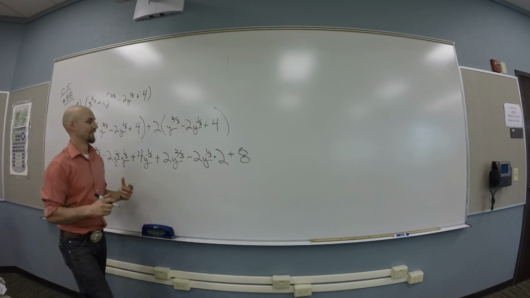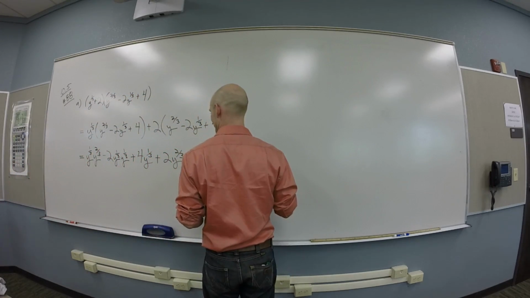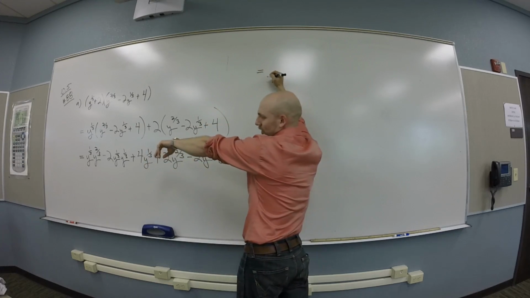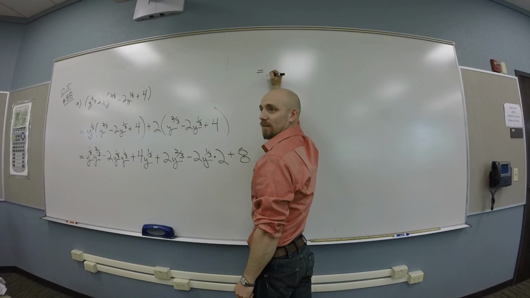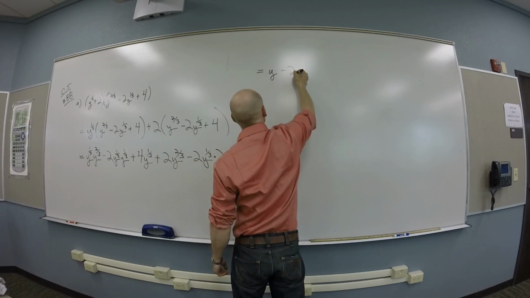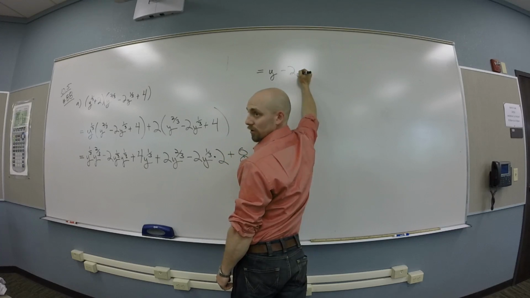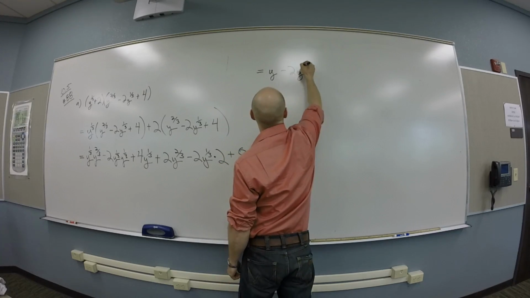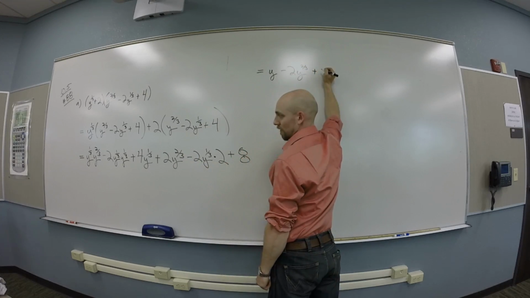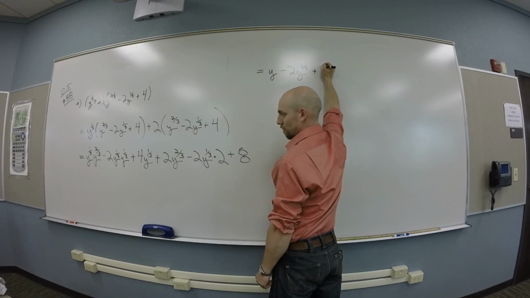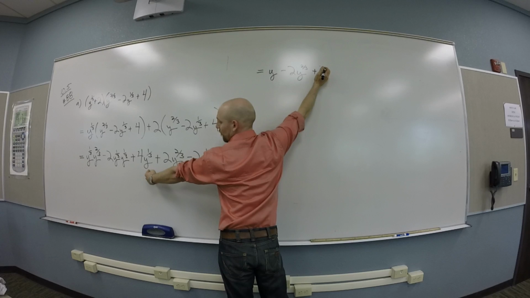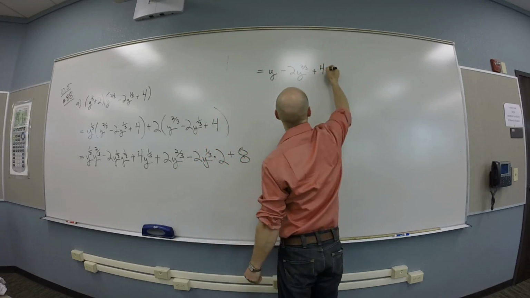Okay, so let's see. How many y's do I have in that first thing? 1 total. So I've got a y. And then I've got minus 2y to the 2/3, and then there's a plus 6y, plus 4. That's a 4y to the 1/3.